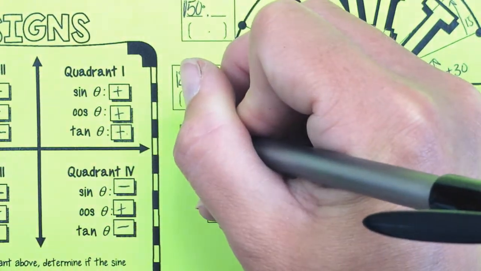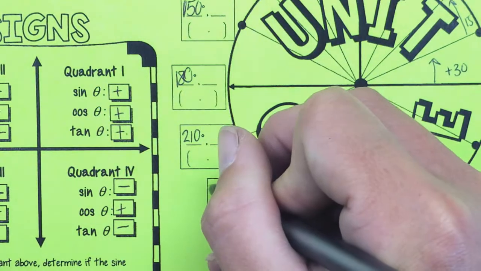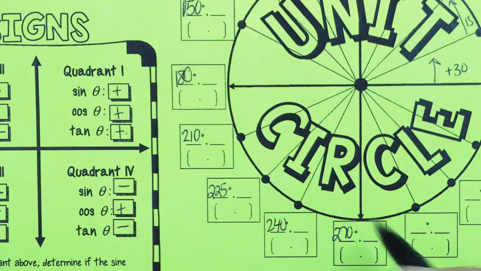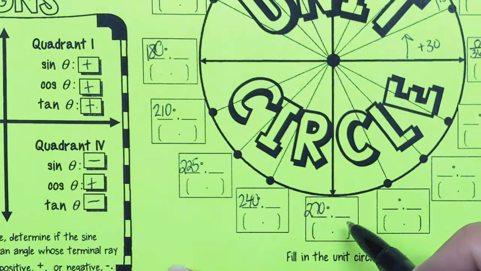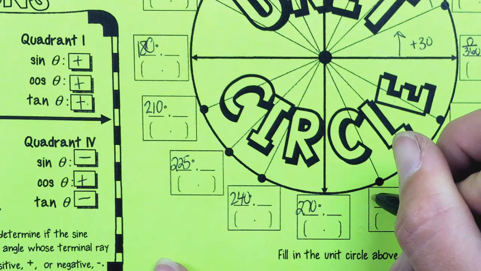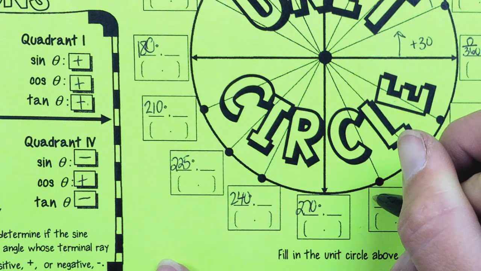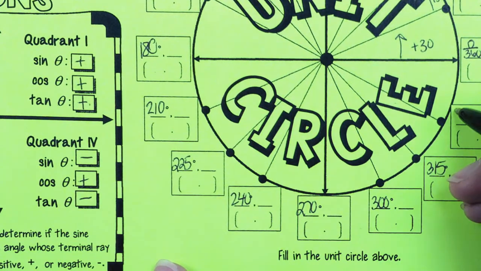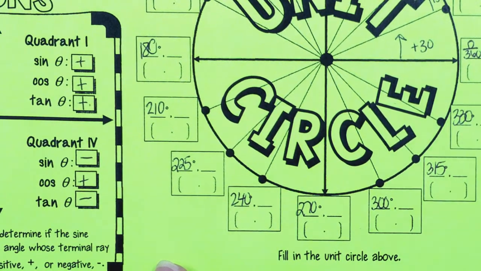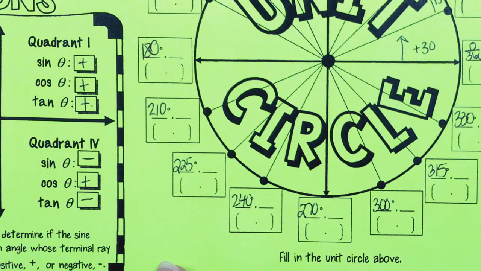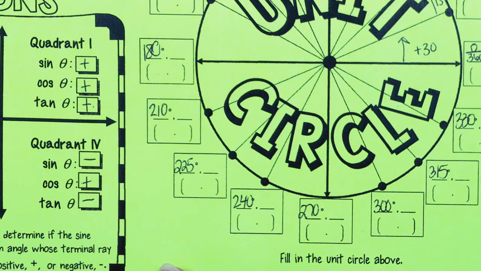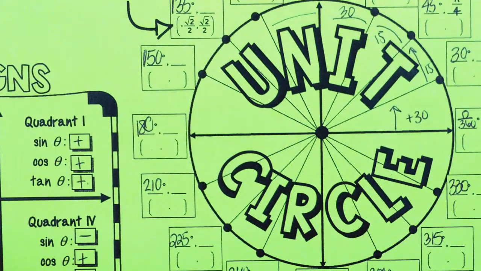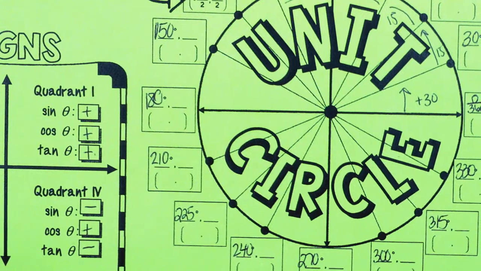Next. Next. Next is 270. You already got that one. Next one. 300. Next. Next. And we already have 360. Any questions about the degrees? So you just add 30, 15, 15, 30. 30, 15, 15, 30. All the way around.